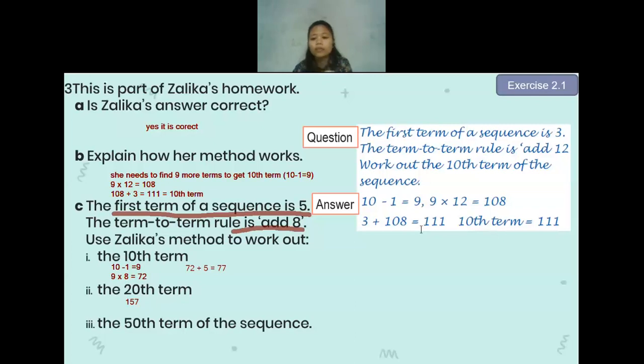For the 50th term, how many will it be? The same thing we have to do: 50 minus 1 equals 49, and then 49 multiplied by 8, and then the result we add 5, it will be equal to 397.